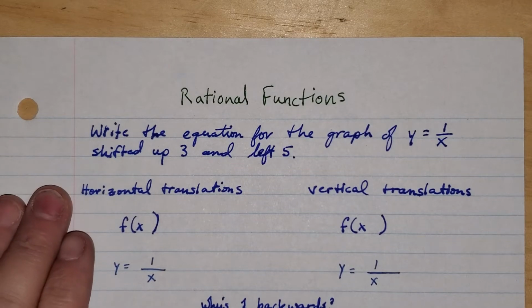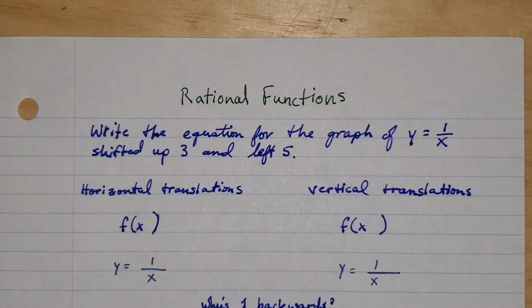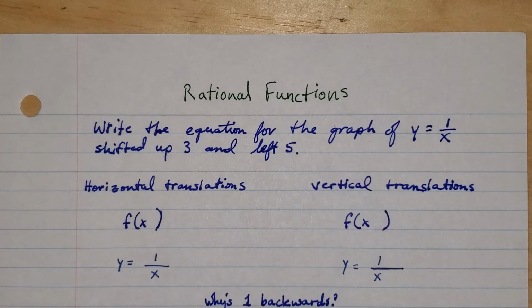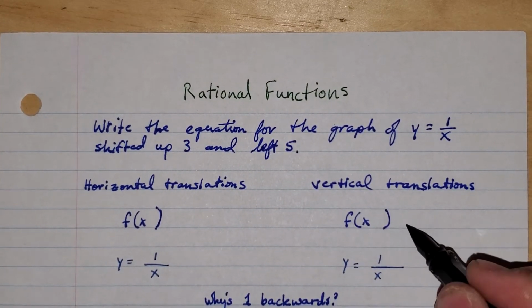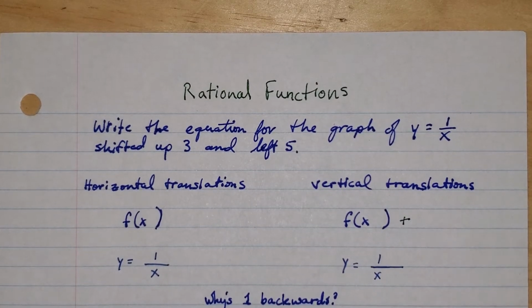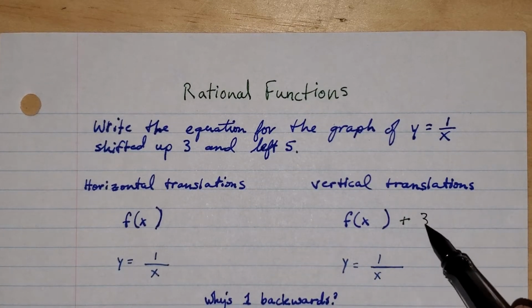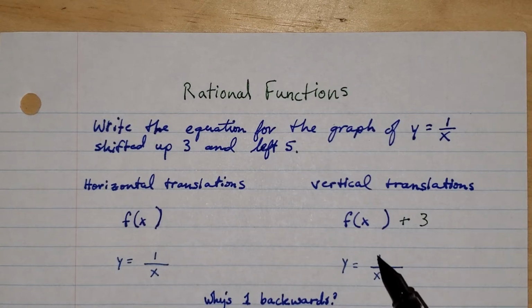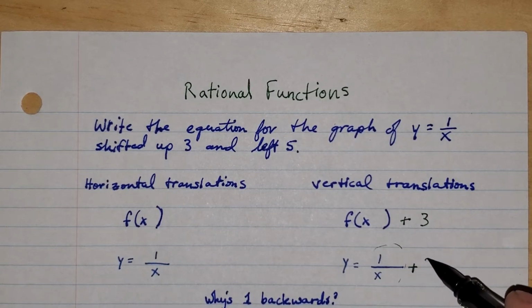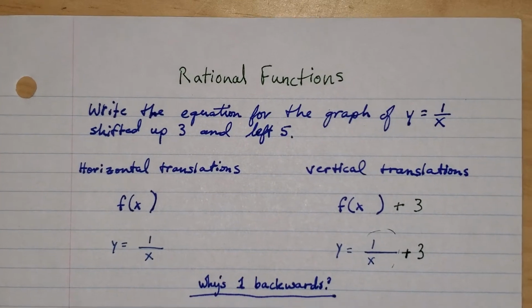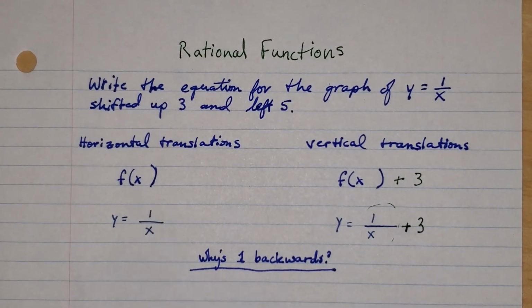You've got horizontal translations and you've got vertical translations, okay? So let's start with vertical translations. You take your function, f of x, and you add. In our case, they want it shifted up 3, so we add 3. So it's f of x plus 3. So what does that look like for our equation y equals 1 over x? Well, this is our function f of x, and we add 3. Pretty simple, right?